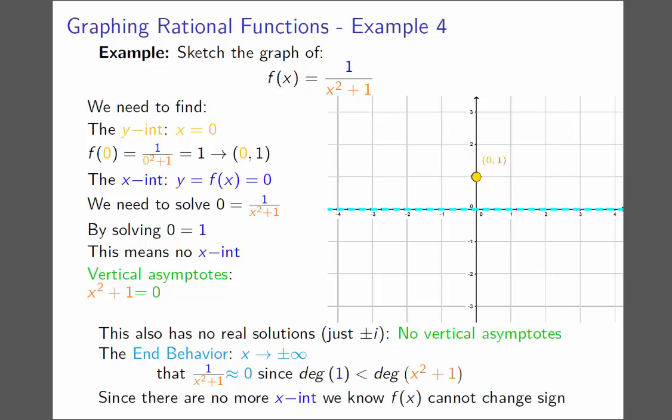Now, since there are no x-intercepts and no vertical asymptotes, f of x cannot change sign, which means our function must always be positive, pass through the point (0, 1), and on the ends just look like 0. So sketching this graph that has these properties, passing through (0, 1), and close to y equals 0 on the ends, we get the graph of our function 1 over x squared plus 1.